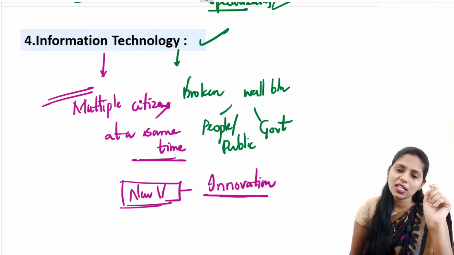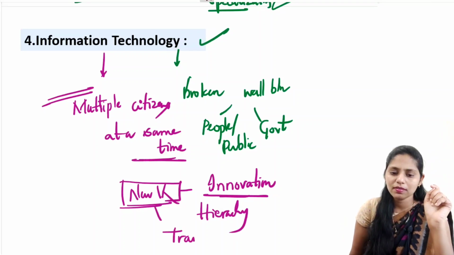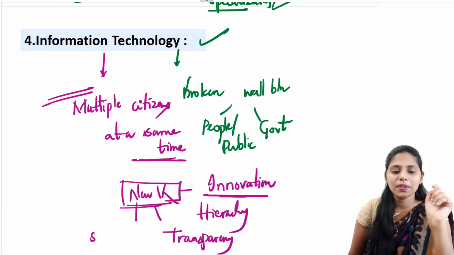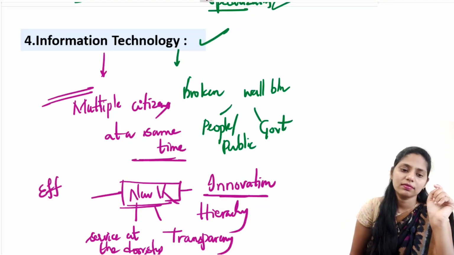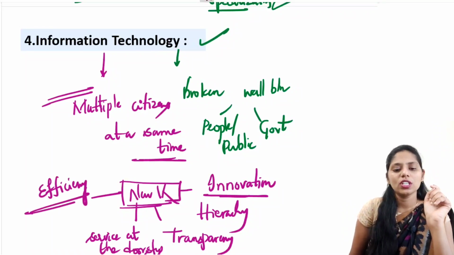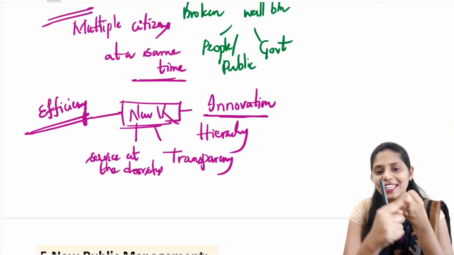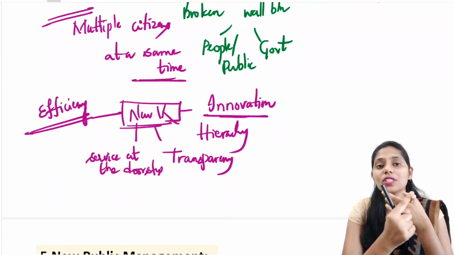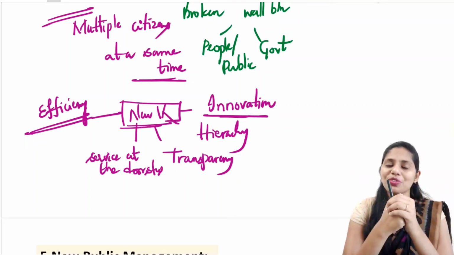So first is innovation and second one is hierarchy. Next one is transparency. Next one is service at the doorstep. And next one is efficiency. So these are the new values. So what are those new values? Innovation is required, hierarchy is required, transparency is required, service at doorstep, that we are mainly talking about, and next one is efficiency. So this is about this fourth reason.